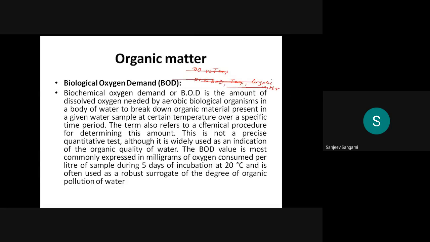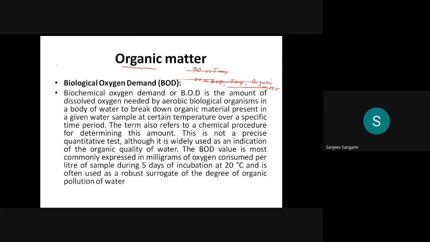In the previous class, we were discussing the importance of dissolved oxygen present in water and how exactly it affects aquatic life as well as the water supply distribution network or water treatment process. So we'll go ahead with the organic matter.